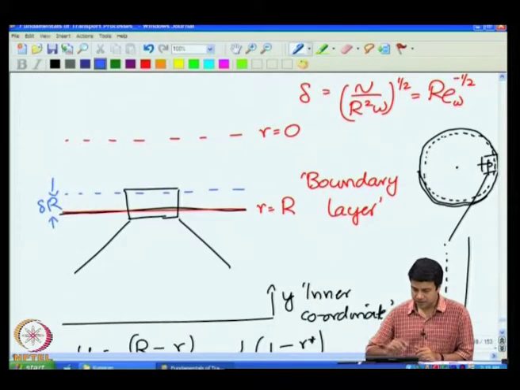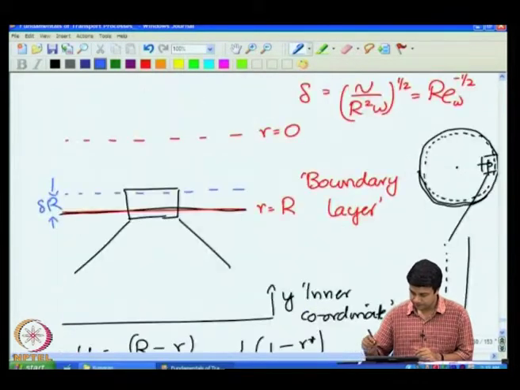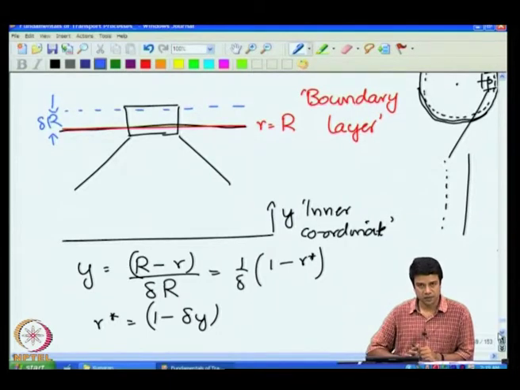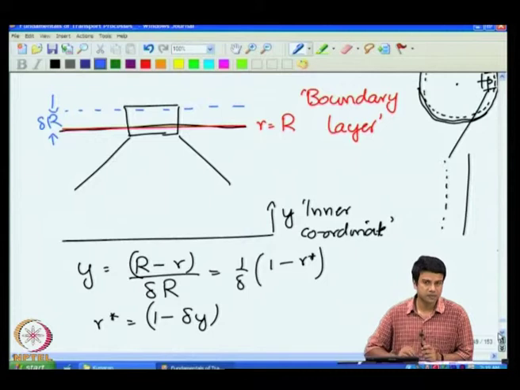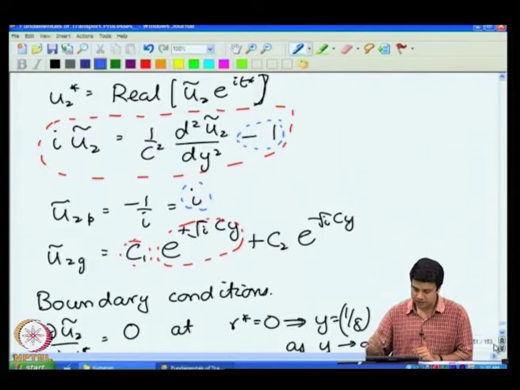And once I know that, I can rescale my coordinate in the inner layer. Okay, I can define a scaled coordinate y, which represents the thickness over which there is a balance between the inertial and viscous terms in the limit Reynolds number becomes large. And once I have defined it that way, I do get a balance between inertial and viscous terms within this layer, and I can get an analytical solution for the velocity field. Okay.